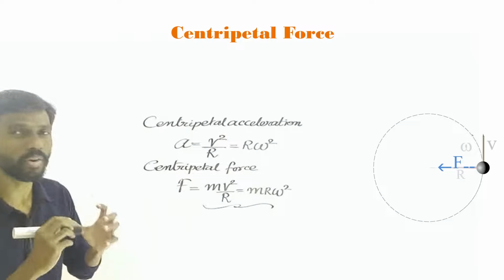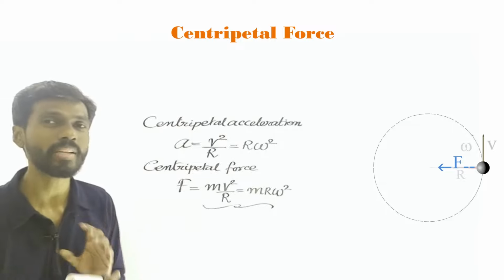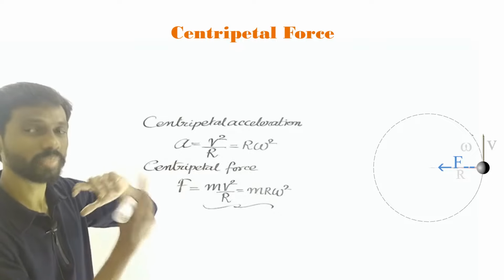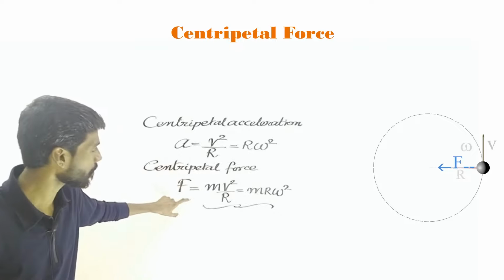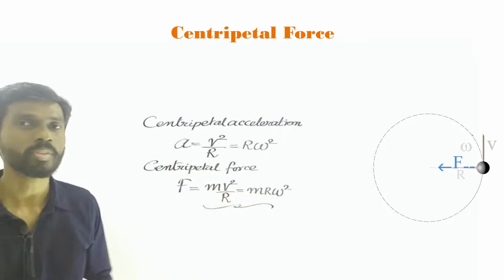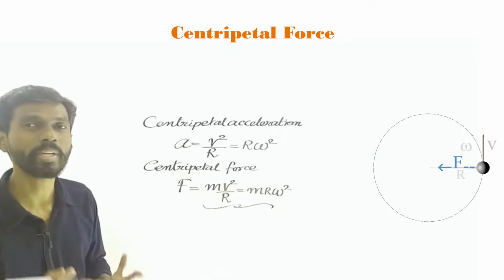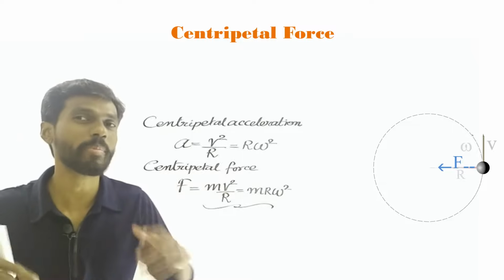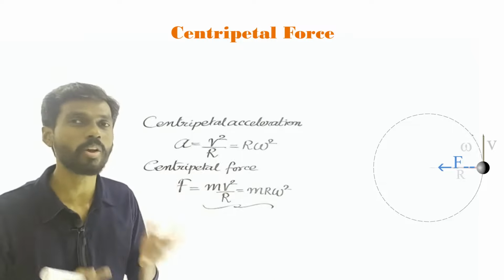Okay, yes. If an object is moving in a circular path, there is a force acting on that object towards the center of the circle. So that force is given by this formula, m v square by r, or m r omega square, which is called by the name centripetal force. Okay, yes, that's all.